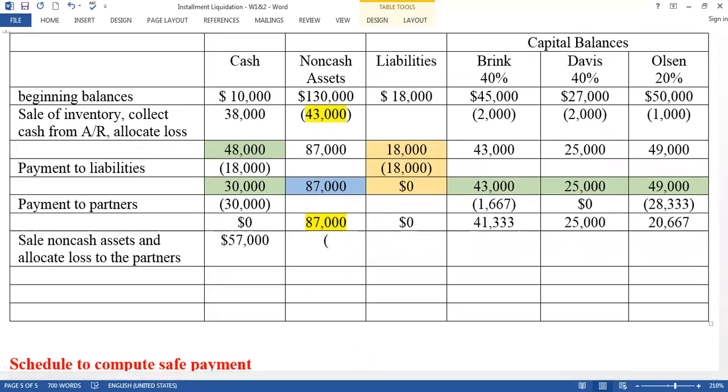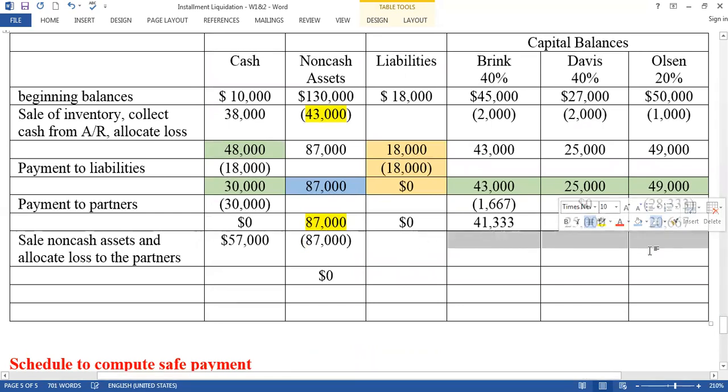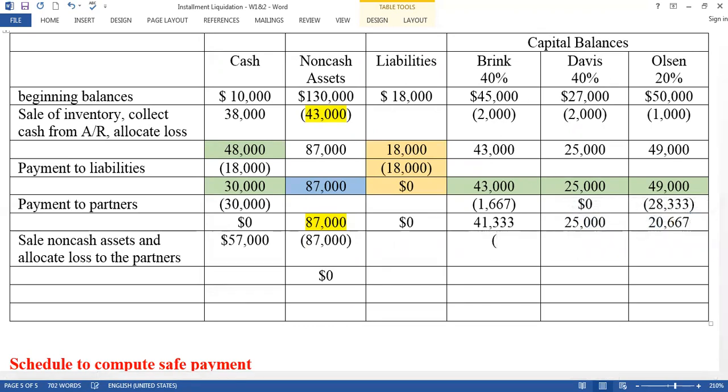So the $87,000 is sold, right? That means we sell all of our assets. We don't have any remaining assets actually. Now we have a loss, and this loss is going to be allocated to the partners according to 40, 40, 20. And what is the loss? You can see here, the loss is $12,000. So $50,000 is the loss, right?